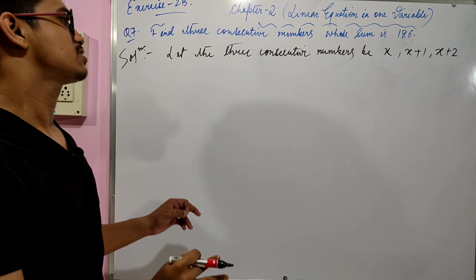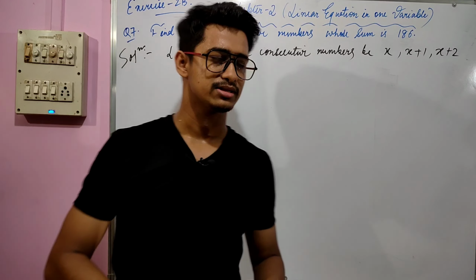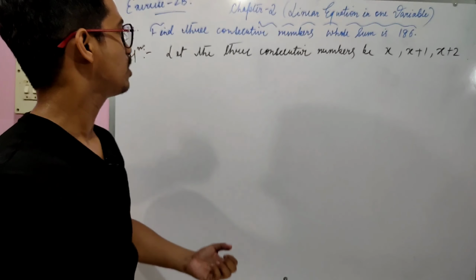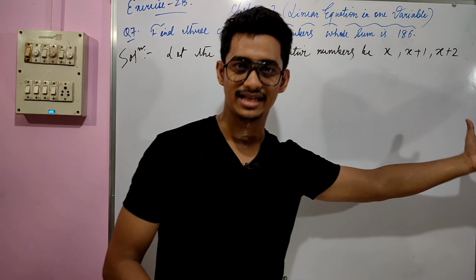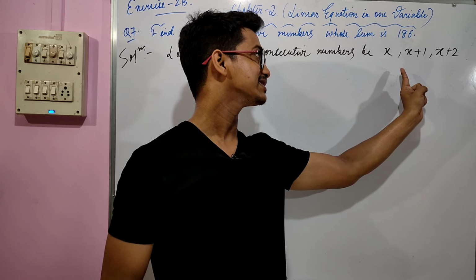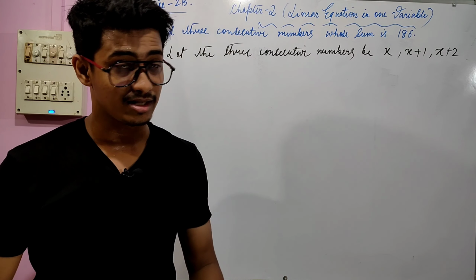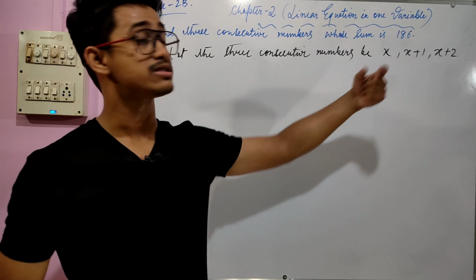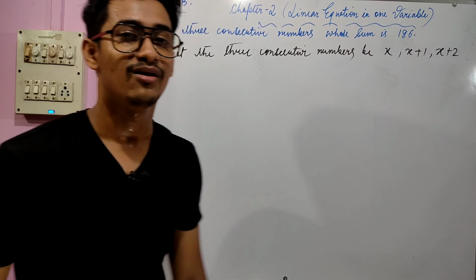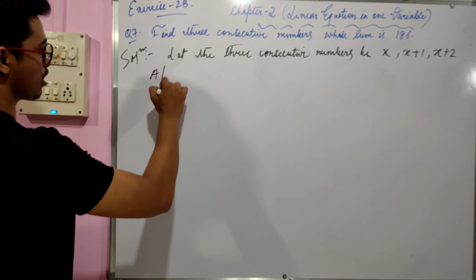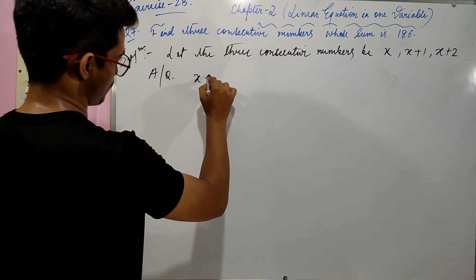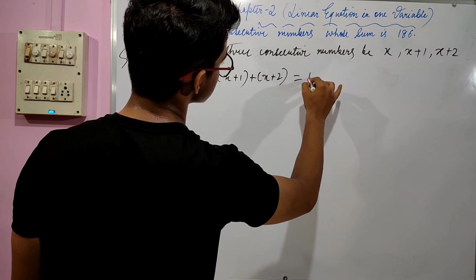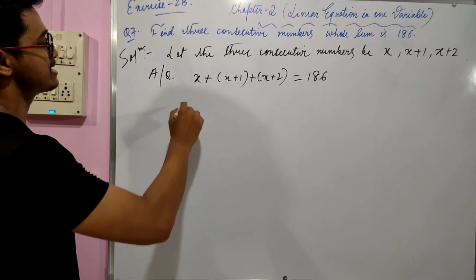So our task is almost done, I think 70% done, and the next part is whose sum is given: the consecutive numbers and their sum. The first number is x, the next number is x plus 1 and the third number is x plus 2. We simply add these three numbers, whose sum is given over here. Whose sum is what? 186. So according to the question, x plus x plus 1 plus x plus 2 equals 186, and then simply find the answer.